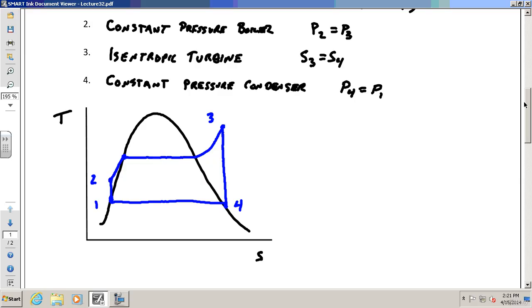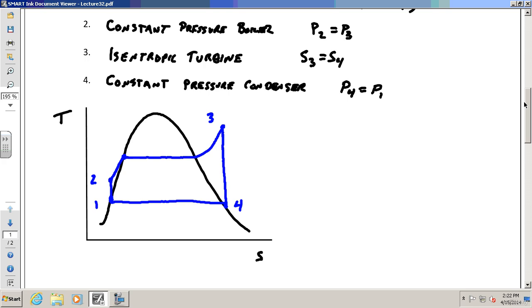So 1 to 2 has to be a vertical line. 3 and 4 have to be a vertical line. 1 to 4 pretty much has to be a horizontal line. And then 2 to 3, that's a weird one, because it's kind of a bunch of stuff there.